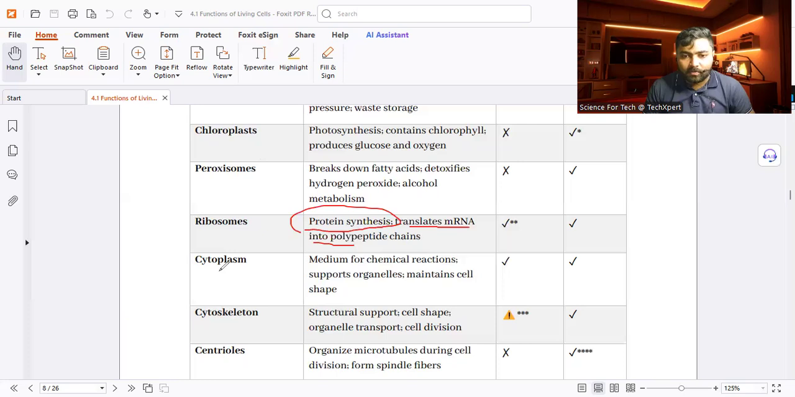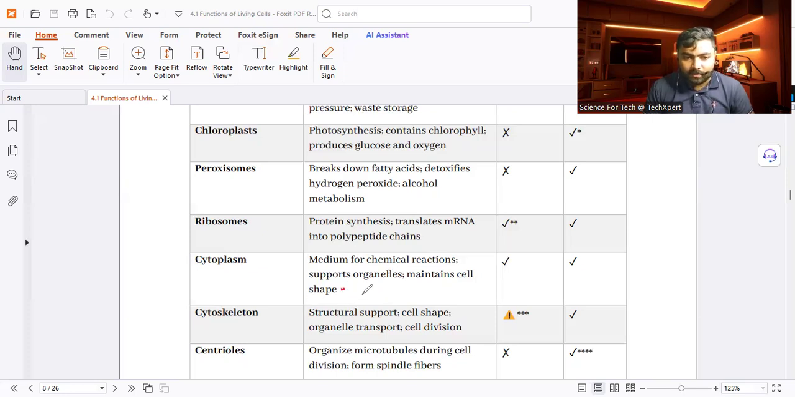Next one is the cytoplasm. Ribosomes can be seen in both eukaryotic and prokaryotic cells. The cytoplasm also can be seen in both cells. Cytoplasm is a jelly-like medium, and many chemical reactions happen there. Not all the chemical reactions, though. It provides support for organelles. That's why I told you organelles are embedded in cytoplasm, and it helps to maintain the cell shape.